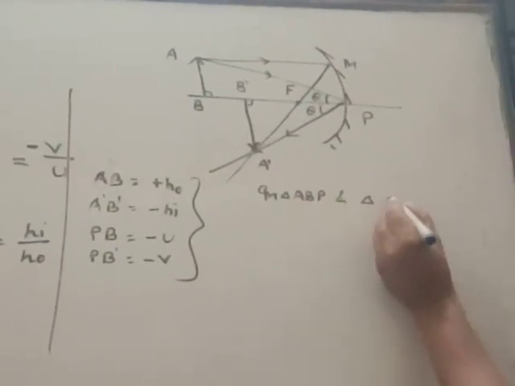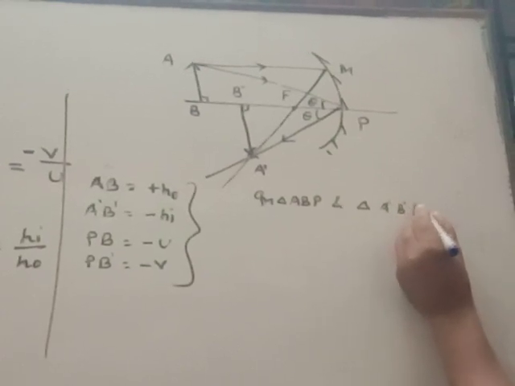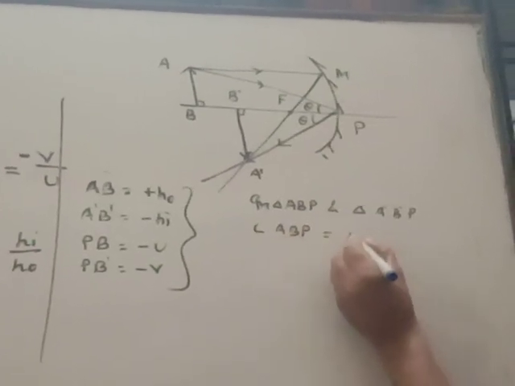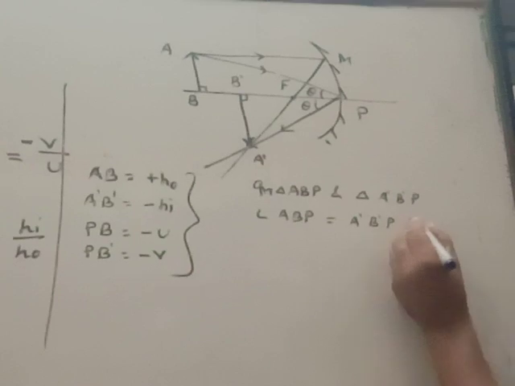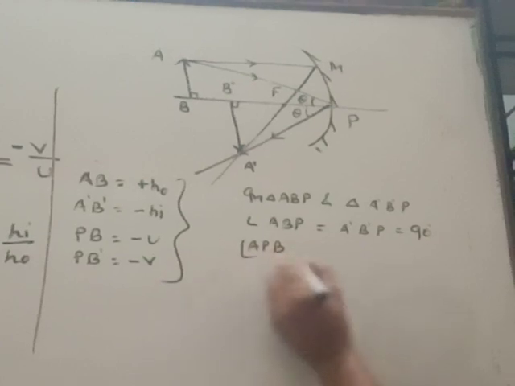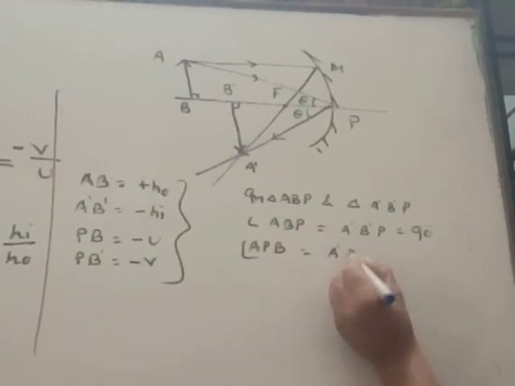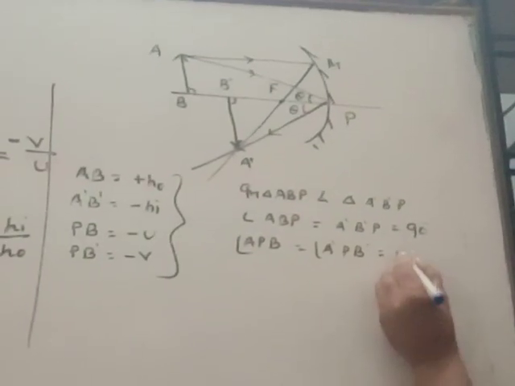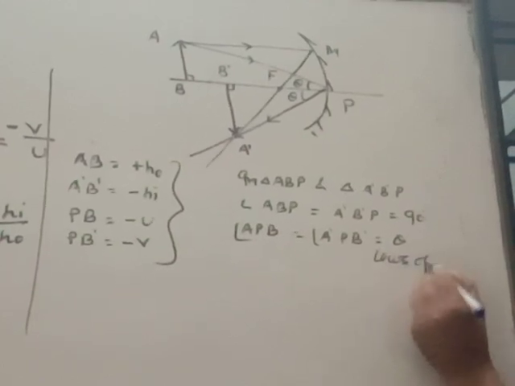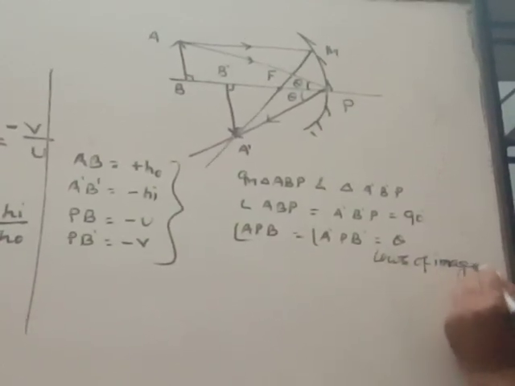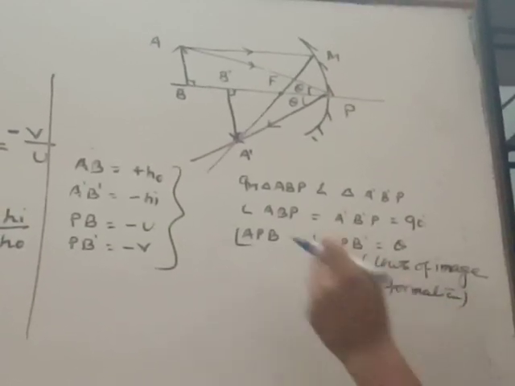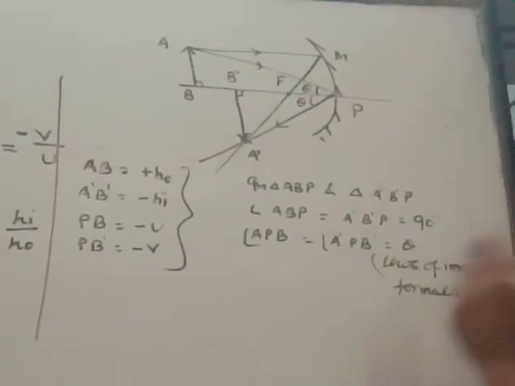Now take triangle ABP and triangle A dash B dash P. See here, angle ABP is equal to angle A dash B dash P. Both are 90 degrees. And angle APB is equal to angle A dash P B dash. Both are theta. You write here, by laws of image formation, which is already discussed.